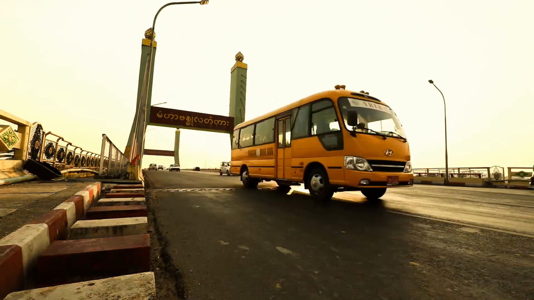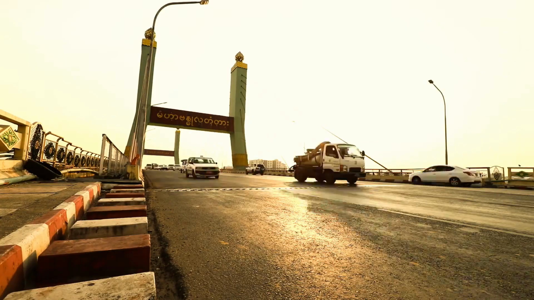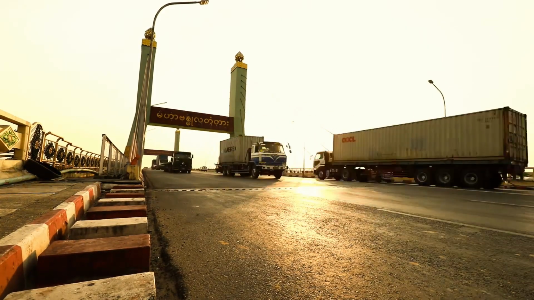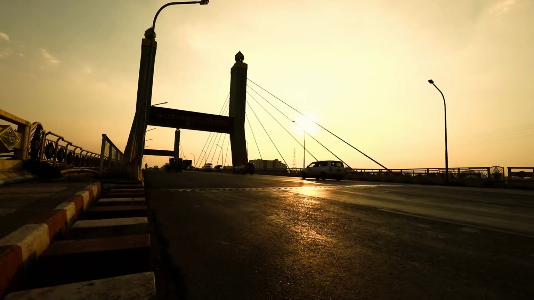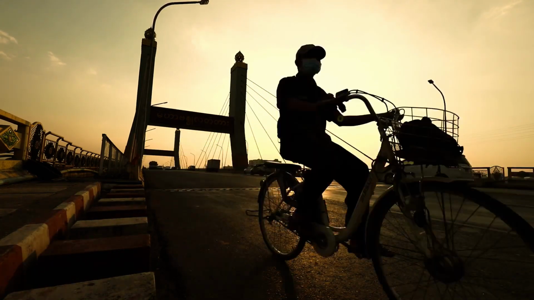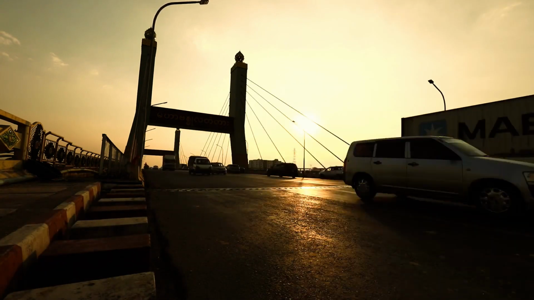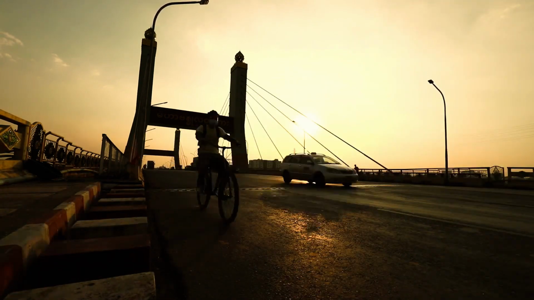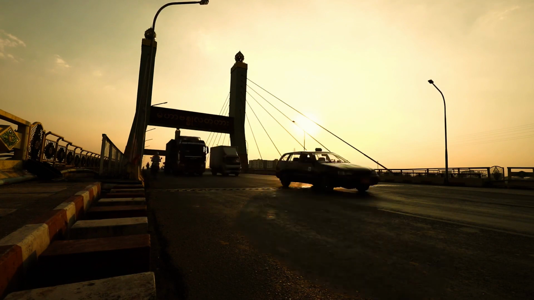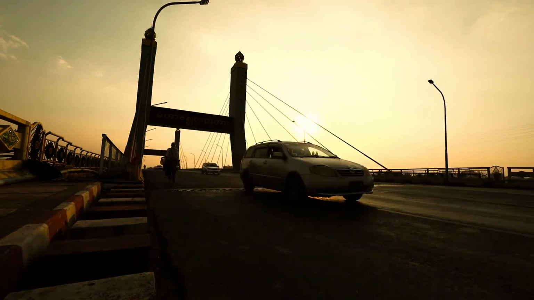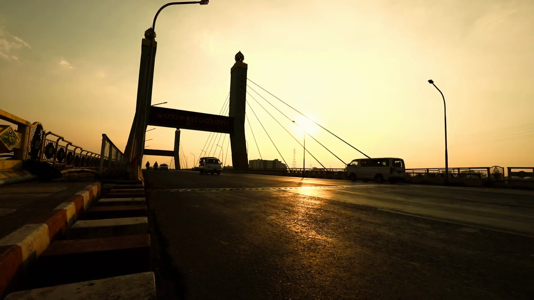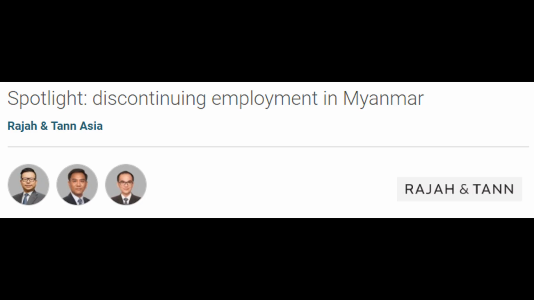It's in Southeast Asia, close to Thailand and Bangladesh. It's a fairly poor country, and it's currently going through some very significant civil strife. There are juntas, there are sort of very serious situations that are going on there. But we're going to talk about another serious situation, firing people in Burma. This comes from Rajah and Tann Asia.